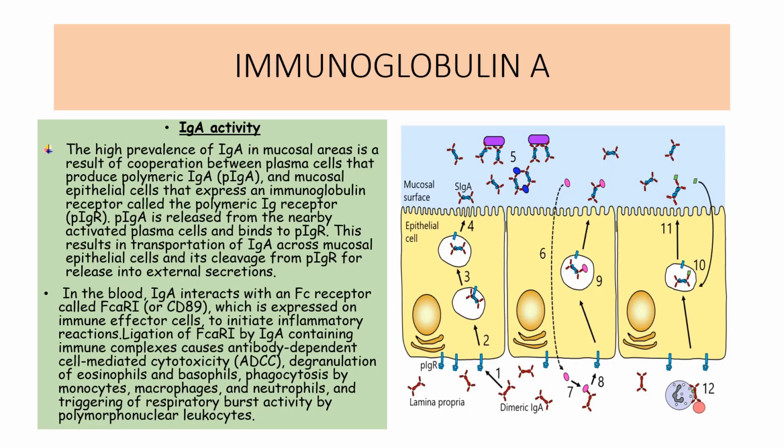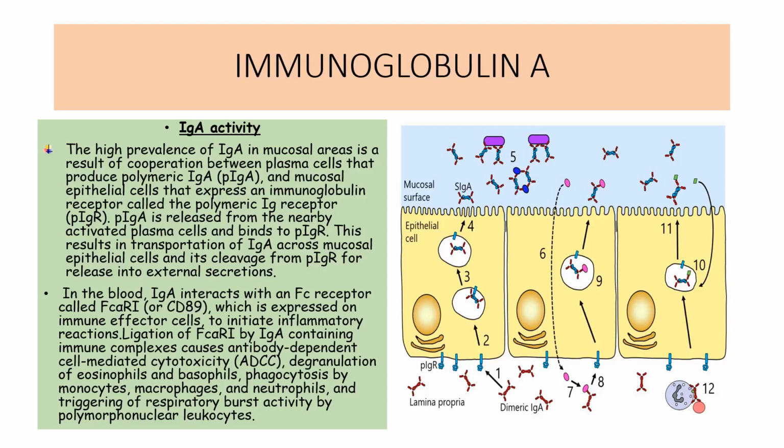IgA activity. The high prevalence of IgA in the mucosal area is a result of cooperation between the plasma cells that produce polymeric IgA and the mucosal epithelium that expresses an immunoglobulin receptor called the polymeric Ig receptor, pIgR. pIgA is released from nearby activated plasma cells and binds to pIgR. This results in transportation of IgA across the mucosal epithelial cells and its cleavage from pIgR for release into external secretion. It means that the plasma cell will secrete IgA.